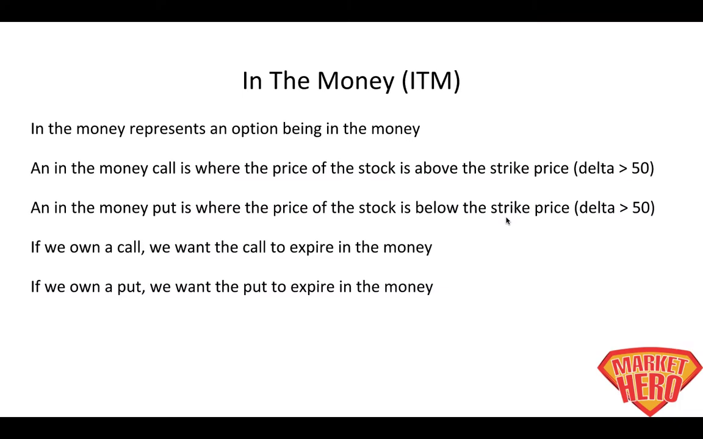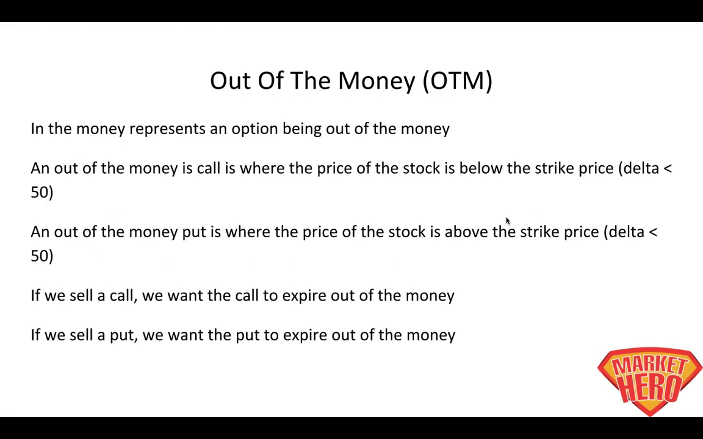If we own a call, we want the call to expire in the money. Why is that? Well, if we own a call, that means that we want the value of the call to be worth something at the end of the day. And it's only worth something if it expires in the money. Same thing if we own a put. We want the value of that put to be worth something, and it's only worth something if it expires in the money.